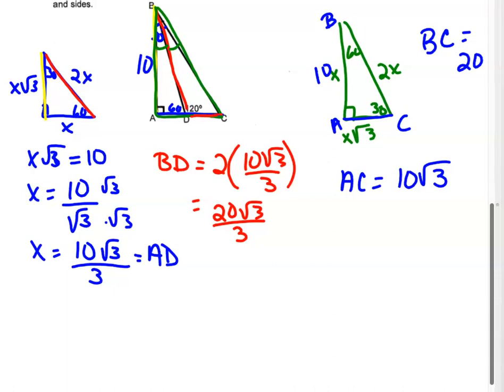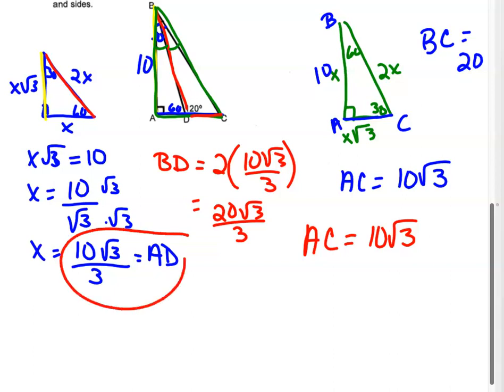So we know that AC is 10 root 3, and AD is, where did we have that? AD was 10 root 3 divided by 3. And side DC here is just the difference between those two lengths. So we're going to have to subtract.